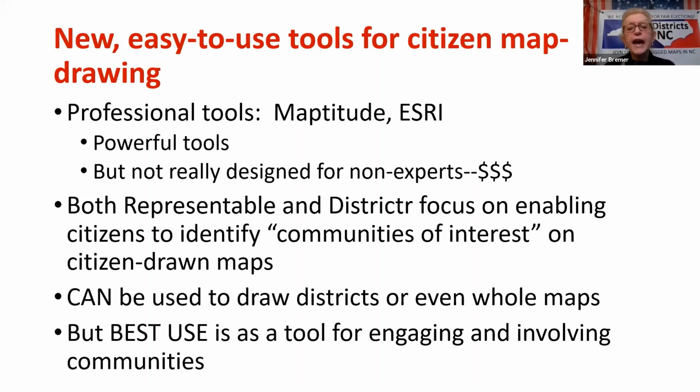So they can be used to draw districts or even whole maps, but we think that really the best use is to use them to engage and involve communities in the process. Both Representable and Districtor focus on enabling citizens to identify what are called communities of interest on citizen-drawn maps. And I'm going to talk a little bit more about that. It's a very important concept in redistricting, but it's also kind of squishy.